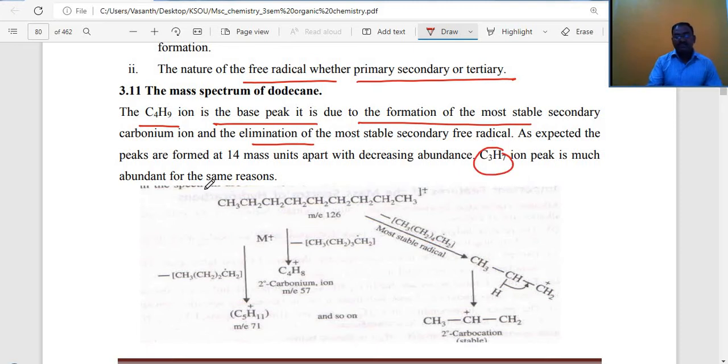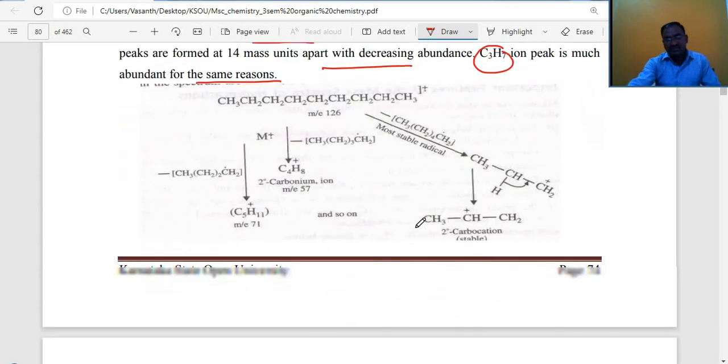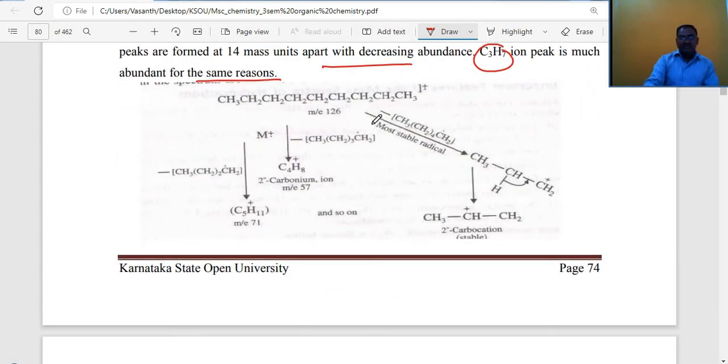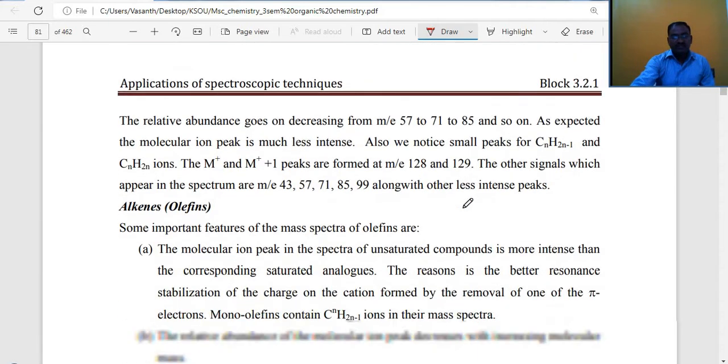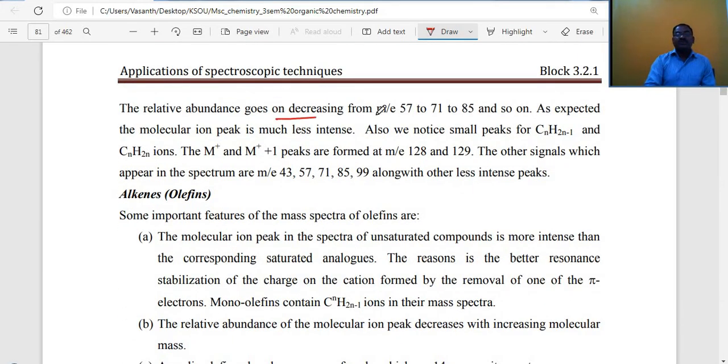C3H7 is much abundant for some reasons. Just you see this: C4H9, first breaking of this bond, and C3H7, breaking of this bond like that. The relative abundance goes on decreasing from m/e 57 to 71 to 85 and so on.